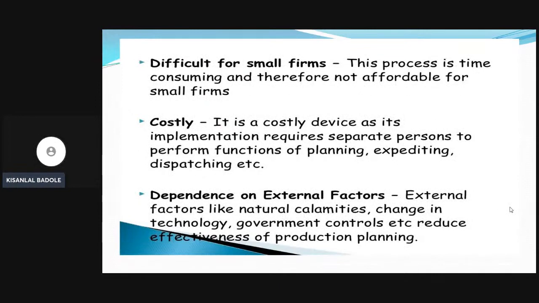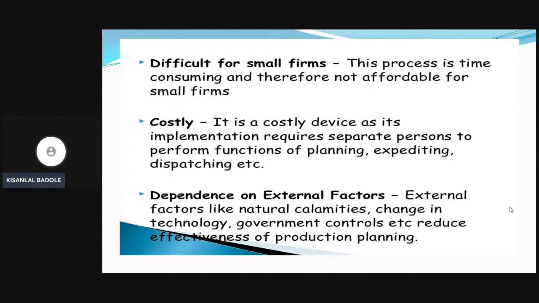After that, difficulty for small firms. This planning is generally for big industry where production takes place in large quantity. It may be mass production or job production. But for a small firm, this process is time consuming and therefore not affordable. It is not good, in other words, for the small firm.